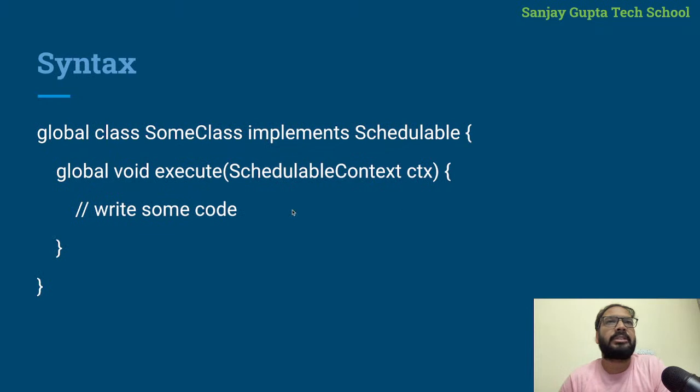So this is the basic syntax. Whenever you are implementing any class, and if you want to schedule that class, it must implement the Schedulable interface, right? Only if your class implements the Schedulable interface can it be scheduled. It will have only one method, that is execute, and in that method you need to pass a parameter of type SchedulableContext. Inside these curly braces, you will implement the code.